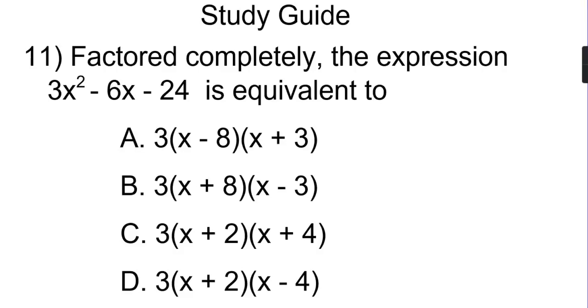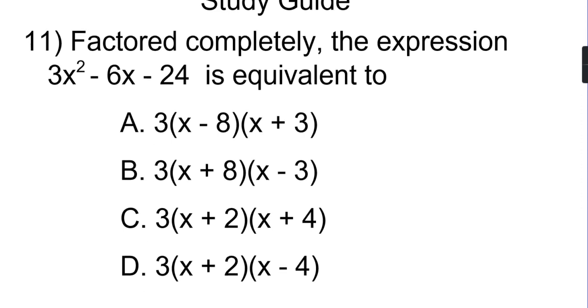Question 11. Factored completely, the expression 3x squared minus 6x minus 24 is equivalent to, we have 4 choices, and you see that each of them has 3 factors. Okay, when we say factor completely, we usually end up factoring more than once. We want to make sure we factor until we can't factor any further. So it looks like in all these choices, they factored out a 3 first. Let's see how that looks.